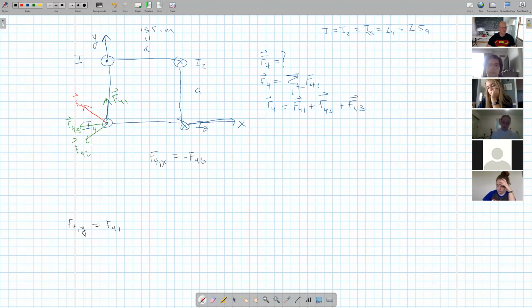And then F42 points off in both the x and y directions. Since this is a square, this angle is 45 degrees, which means this is also an angle of 45 degrees. Here, this is in the negative x direction, so it's going to be minus F42 times cosine of 45 degrees. And then here, I'm going to get a negative F42 times sine of 45 degrees, because again, that's in the negative y direction.